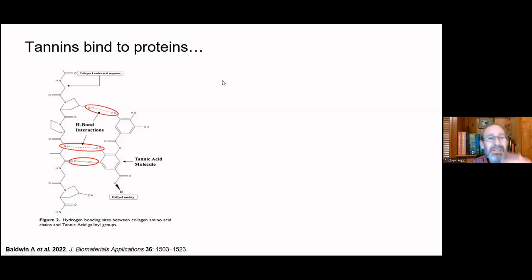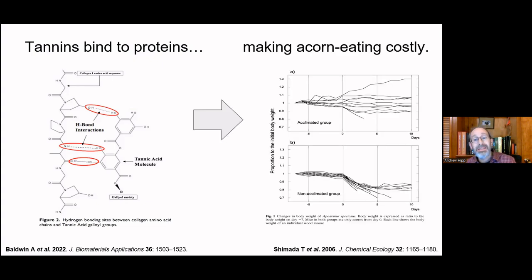So tannins, the chemical defense, this is a chemical that binds to proteins. And so tannins take proteins that are in the acorn and make them relatively inaccessible if that's all that an animal eats. So this is an interesting study that was done on mice. I don't know what this mouse species is. It's an East Asian mouse species, I believe.